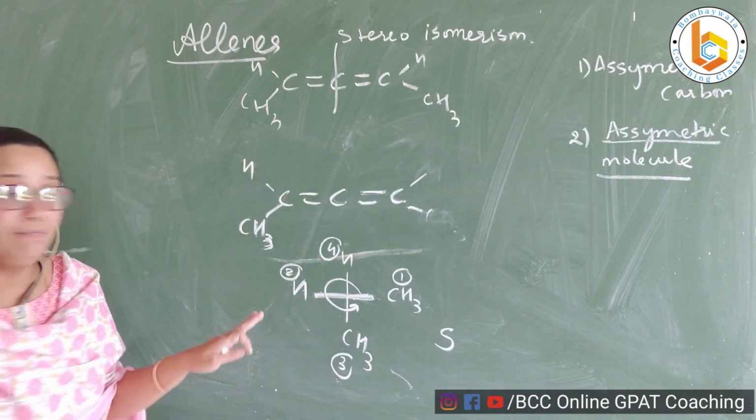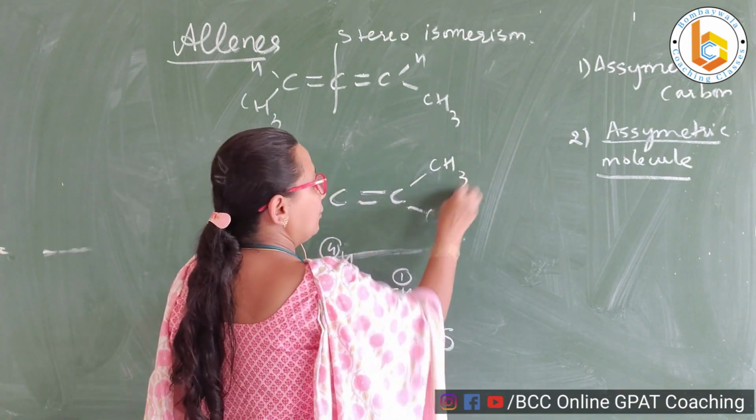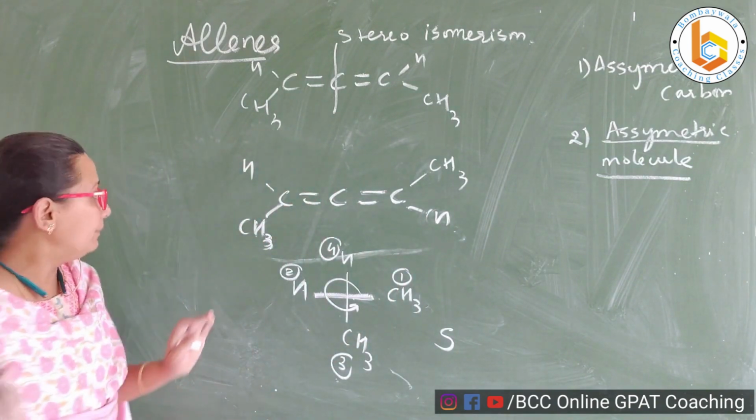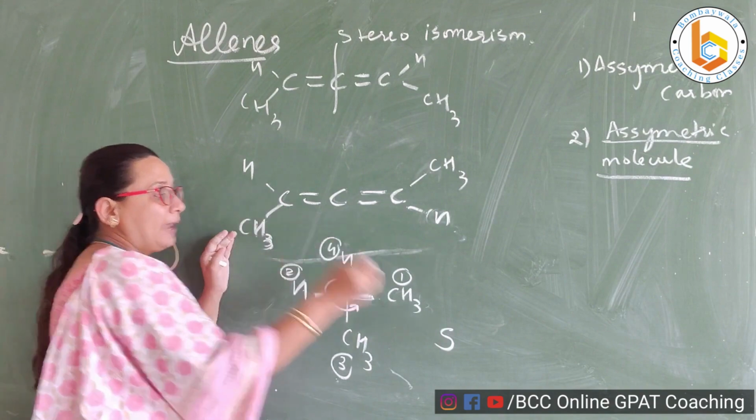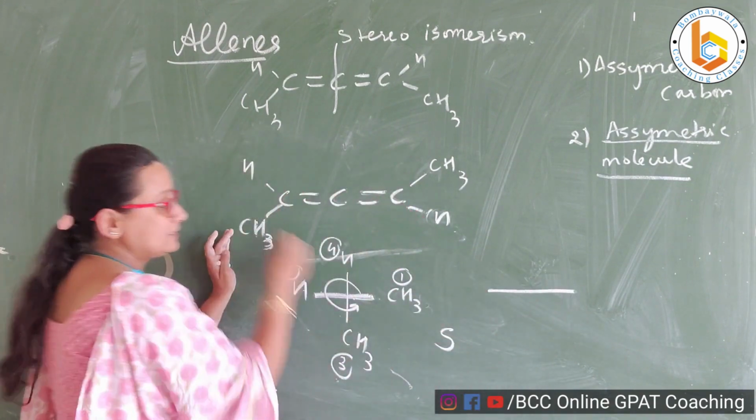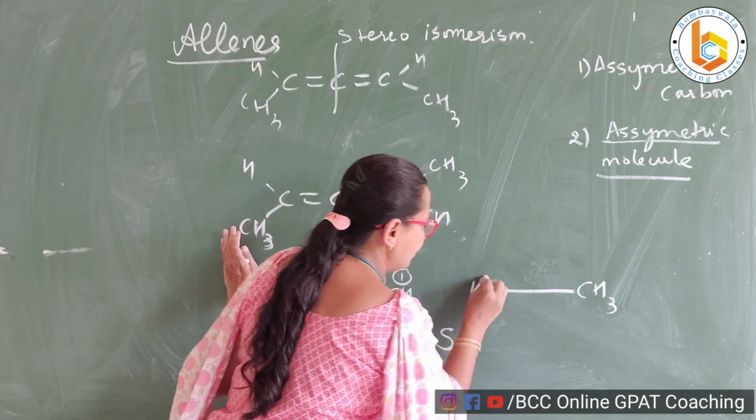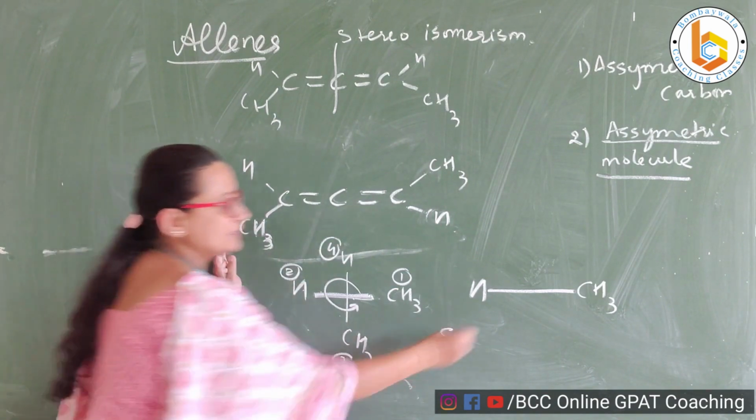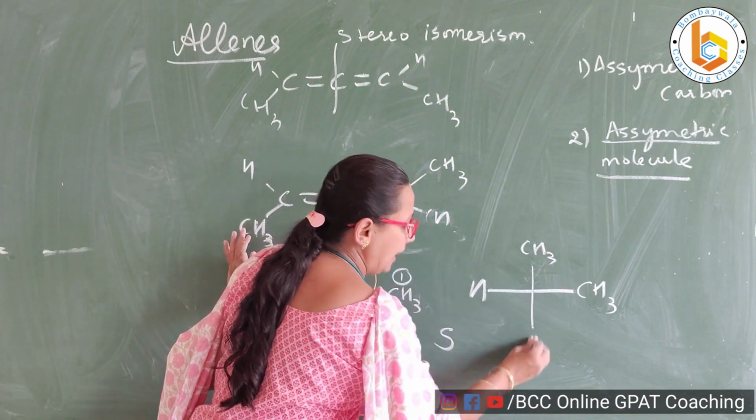Suppose I have made changes like this. So I got nothing but the enantiomer for this. Let me explain how. Have a look at this once again. I am putting it on the horizontal axis: methyl here and hydrogen here. On the vertical axis, I am writing methyl and H.